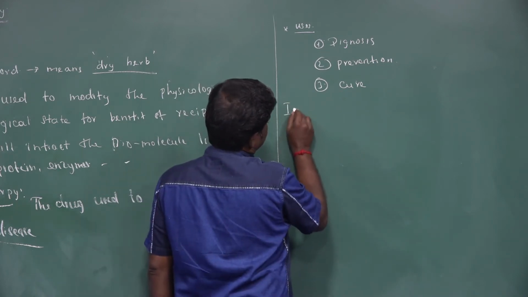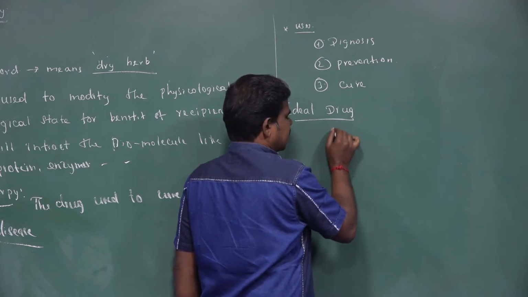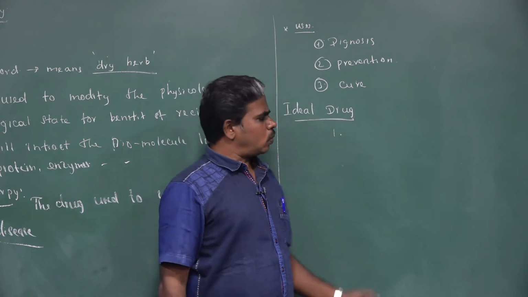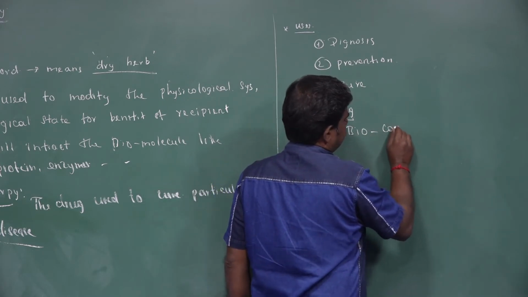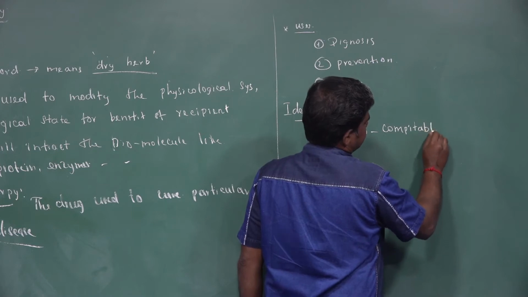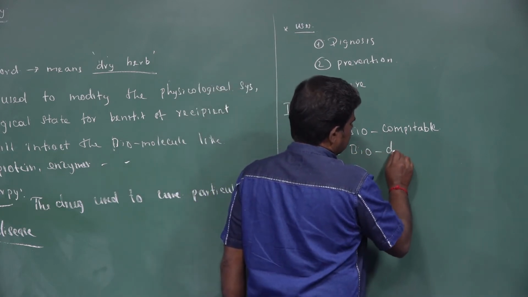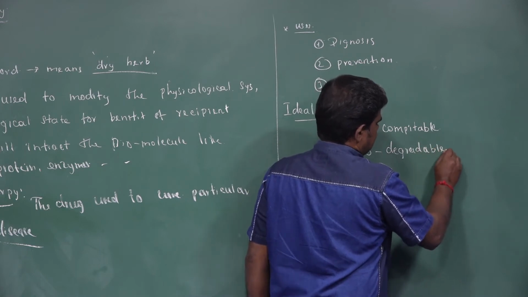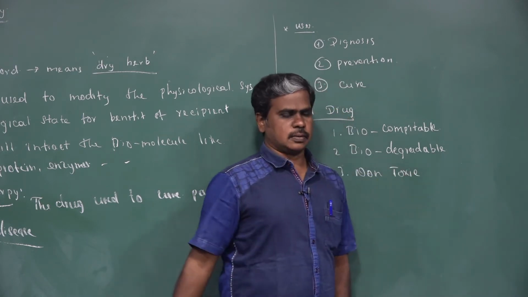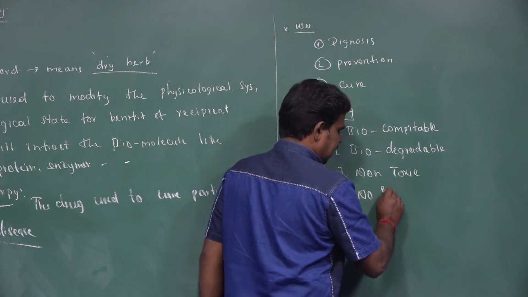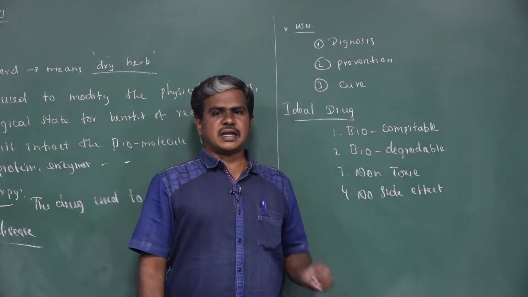Now, the ideal drug. The ideal drug is one which has the following characteristics. What are they? The first one is biocompatible. And it is biodegradable. And which is non-toxic. And which has no side effect. So, these are the properties of an ideal drug.